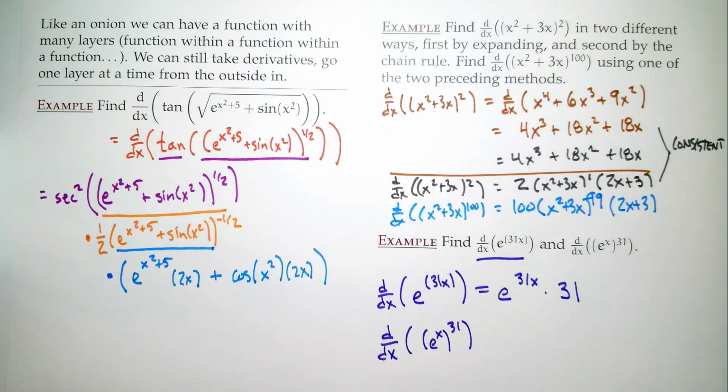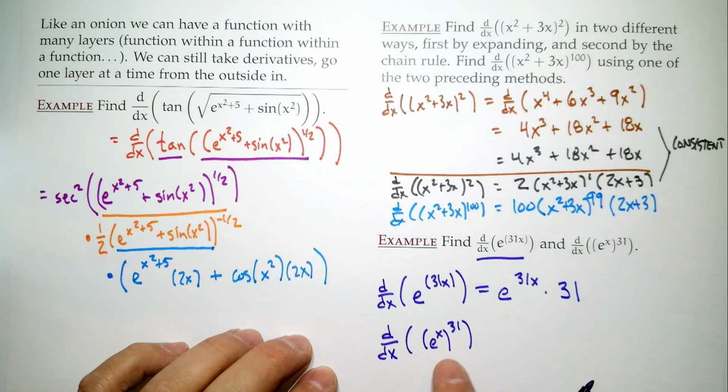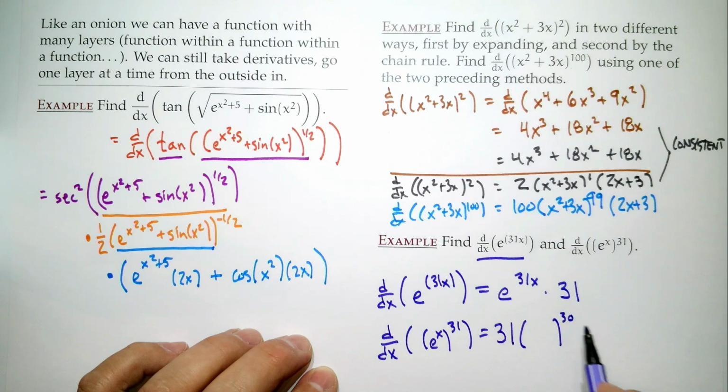It would be amazing if we got the right answer, or the same answer, but it's math, so we're very suspicious. It should work. All right, so derivative of x to the 31st power, what would you do? The 31 comes down, and then you raise it to the 30th power. But what goes on the inside? The e to the x.